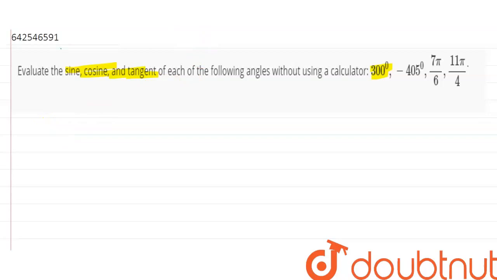So the first angle is sine 300 degrees. We will start with sine and then calculate the other values accordingly. Sine 300 degree, we can easily write as sine 360 degree minus 60 degree.